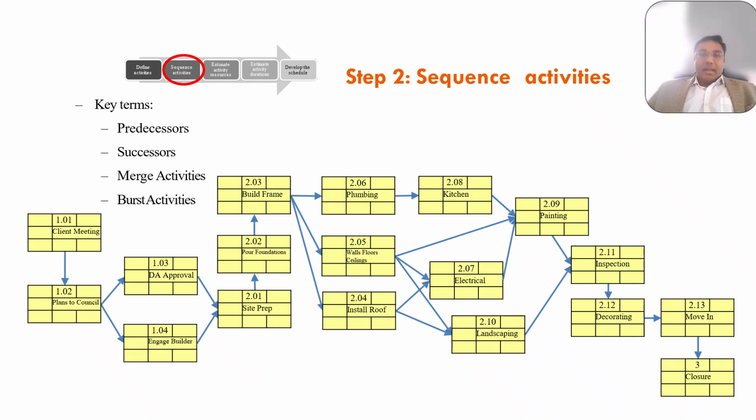Why is this a critical step? Without proper sequencing, we risk identifying an unrealistic or inefficient project schedule. Poor sequencing can cause bottlenecks, idle resources, or missed deadlines. So correct sequencing enables us to identify the critical path, the sequence of activities that determines the minimum project duration, and also to create a realistic and achievable schedule.